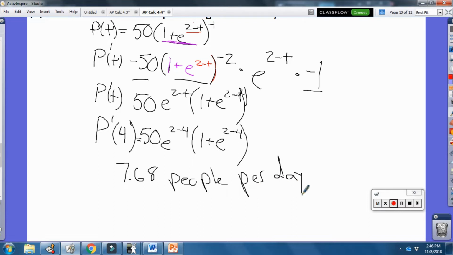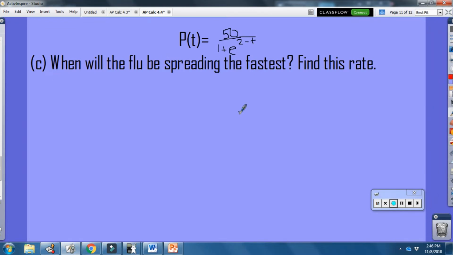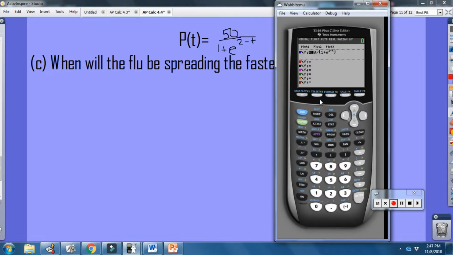So our last part of this problem just says when will the flu be spreading the fastest? One way to do this would be to graph what the flu looks like and find its maximum. To find when the flu is spreading the fastest, the easiest way to do that is going to be to look at the graph of the derivative. So let's see. Let me make sure I'm in the right place. We're going to do the math, and then numerical derivative. So we wanted to find the derivative with respect to x of this function here.